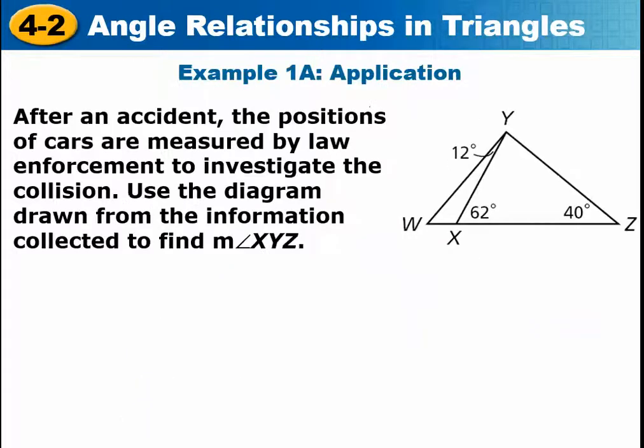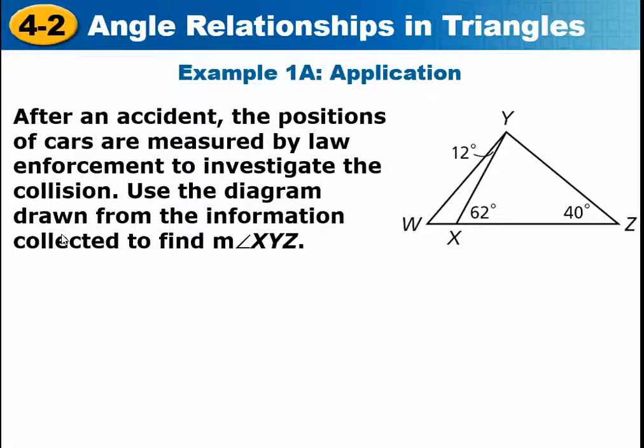All right, so now that we know that, we can find missing angles in a triangle. Here we have an application problem, just because they are giving you a situation that would cause you to want to draw this triangle. They say that there's a car accident and the cars are at the vertices of the different triangles. So the cars are at W, X, Y, and Z, and the angles are given. We want to see if we can figure out the measure of angle XYZ. So find XYZ.